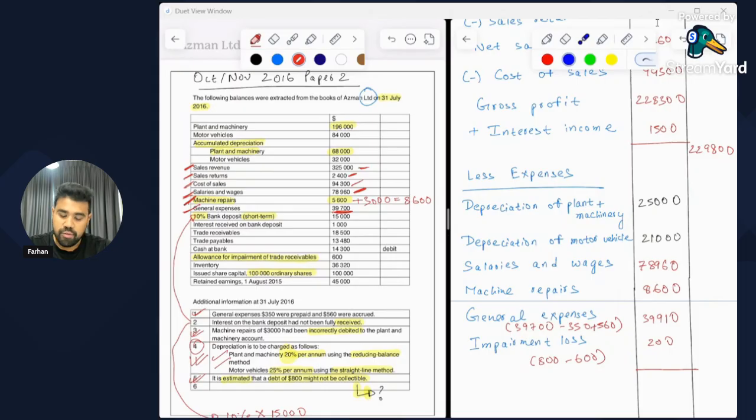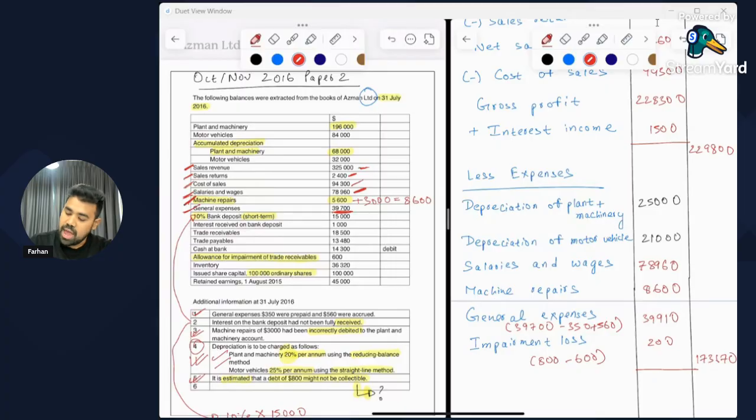So 25,000 plus 21,000 plus 78,960 plus 8,600 plus 39,910 plus 200. So is it 173,670? Is that what you have all got? 173,670. That sounds correct. Okay, so let's just write that down.